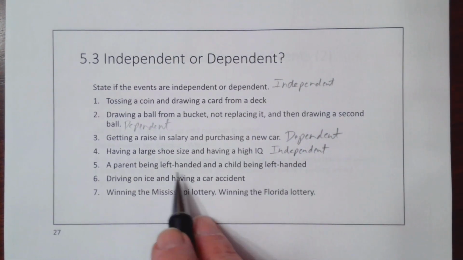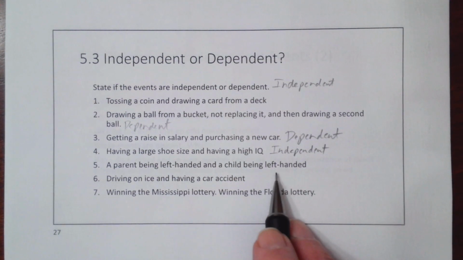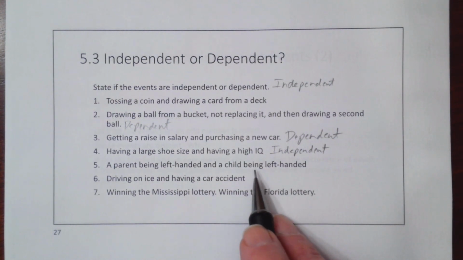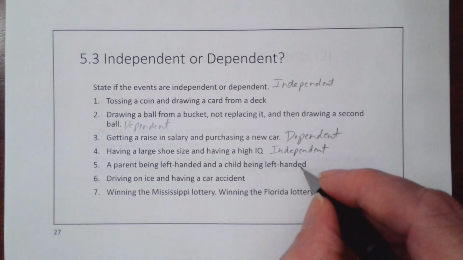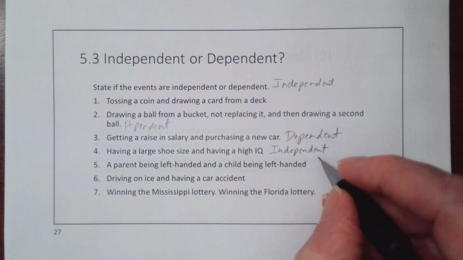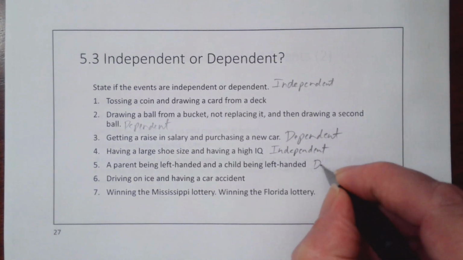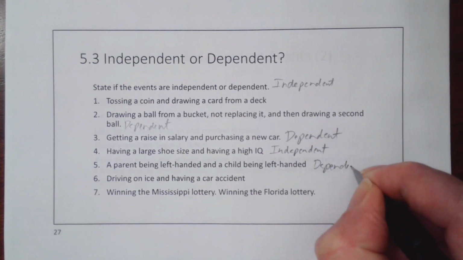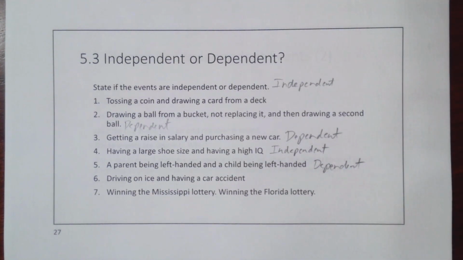A parent being left-handed and a child being left-handed. Now there's probably a good chance that left-handed parents have more children that are left-handed. I don't know that for certain, but that seems reasonable, and in fact that is the answer here. We're going to say dependent. So it must be more likely that the child's going to be left-handed.